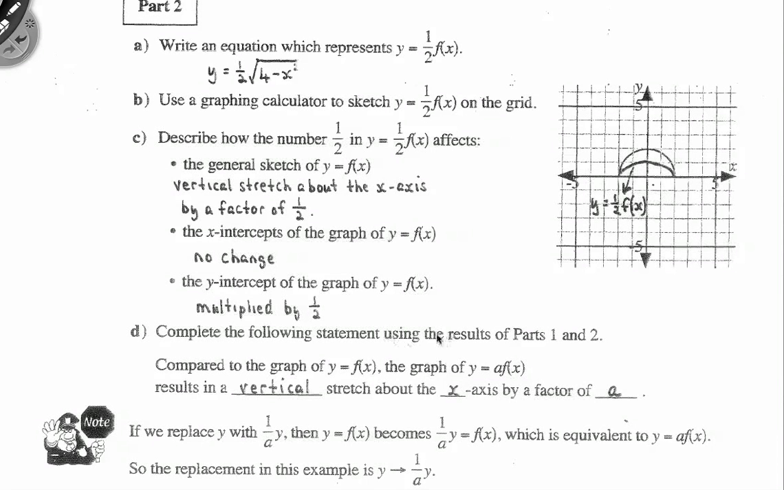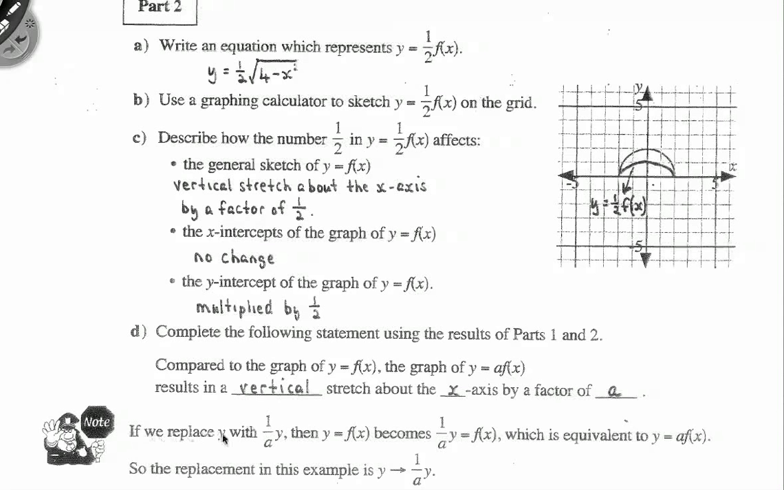Complete the following statement. Compared to the graph of y equals f of x, the graph of y equals a, which is just the multiplier, times f of x, results in a vertical stretch about the x-axis by a factor of whatever a happens to be.